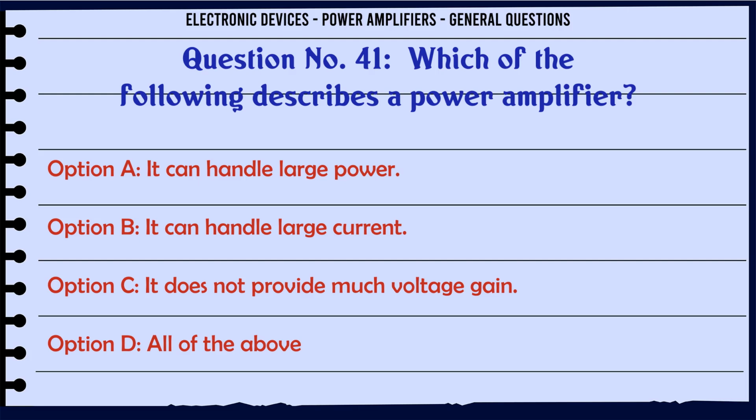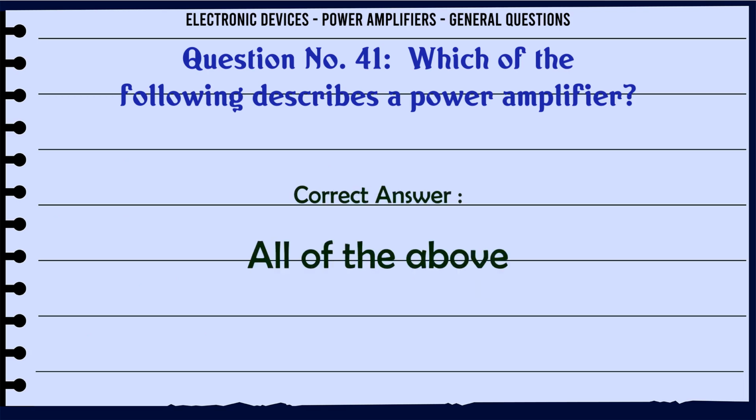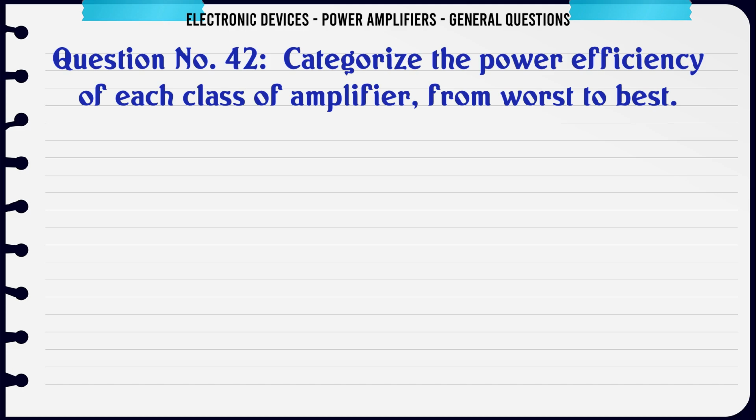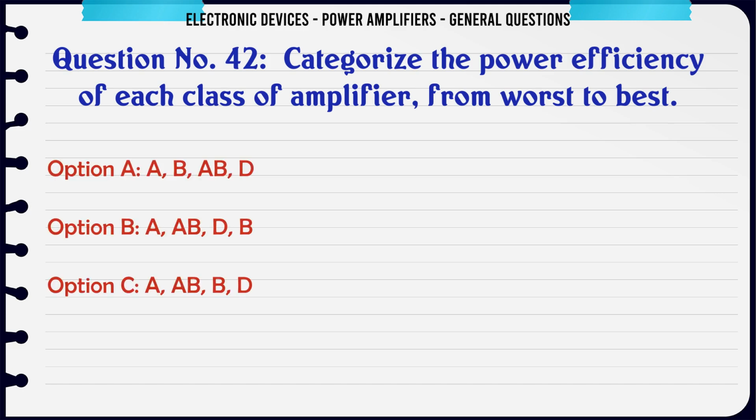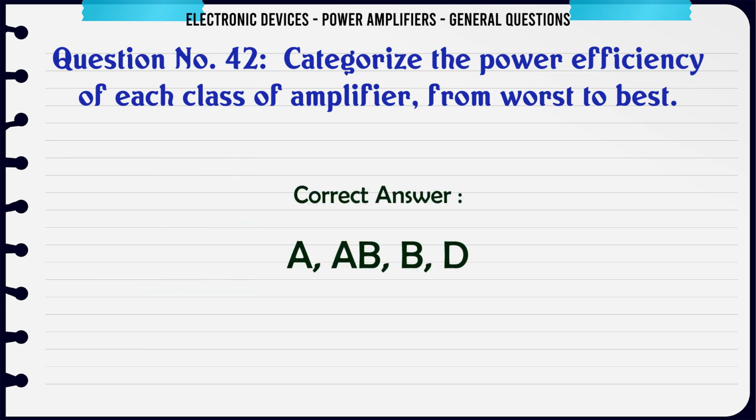C. It does not provide much voltage gain. D. All of the above. The correct answer is all of the above. Categorize the power efficiency of each class of amplifier from worst to best. A. A-A-B-B-D, B. A-B-D-B, C. C-A-B-B-D, D. The correct answer is A-A-B-B-D.